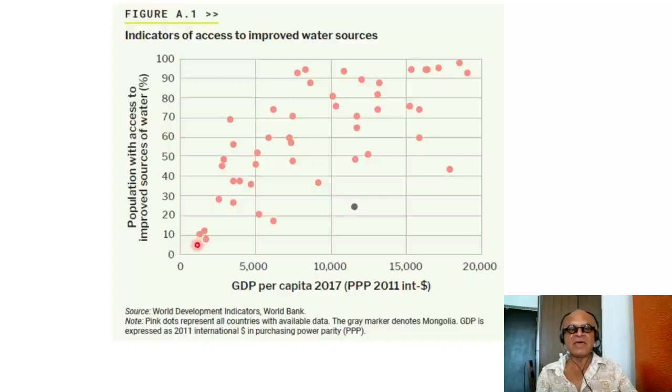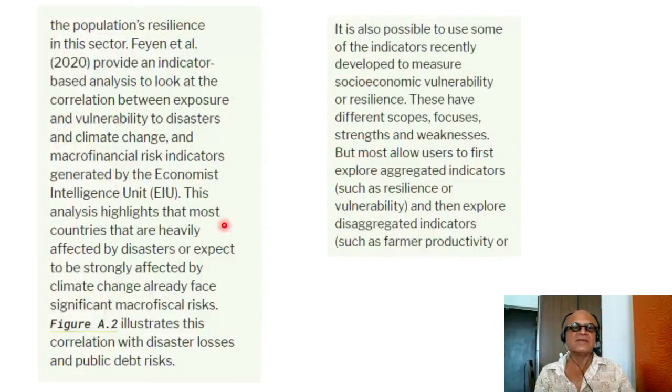And as you can imagine, the higher the income level, the higher the population with access to improved sources of water, which means people who are poor simply don't have access to pure water, which obviously leads to all kinds of diseases and loss of productivity, loss of children, infant mortality, infertility, all kinds of problems, right?